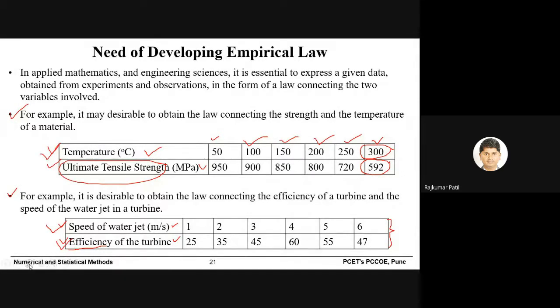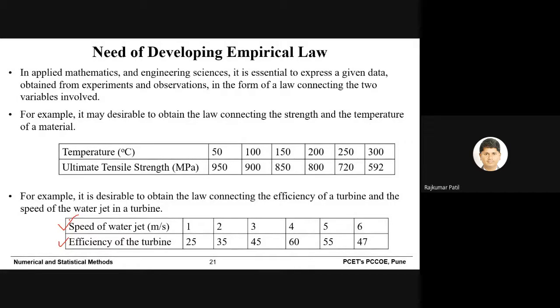For example, if you take the efficiency of a turbine, it depends on the speed of water, of course. Again, it will be dependent on the turbine blades, and over a period of time the turbine blade will get deteriorated, and ultimately it will affect the efficiency of the turbine.